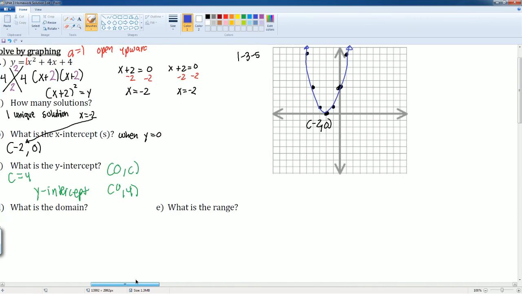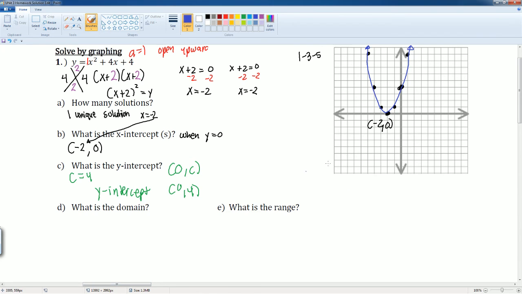So that is how you graph it. You have to make sure you know how to get the solutions, the x-intercepts, and the y-intercept. So what is the domain? Well, this is a parabola, so the domain will always be from negative infinity all the way to positive infinity. The range here, well, the lowest value here is negative 2.